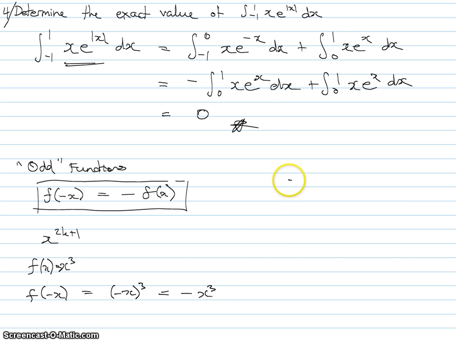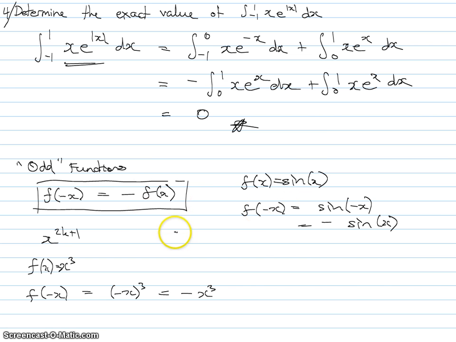Another odd function that's quite famous is your sine of x function. Let f of x equal sine of x. Then f of minus x is equal to sine of minus x, which is equal to negative sine of x. So we've known about this one for quite some time. Whenever we get an odd function and we're asked to integrate it over an interval that's symmetric about the origin, then this integral is going to evaluate to 0. So this is just something for you guys to remember in case you run across them in the future.